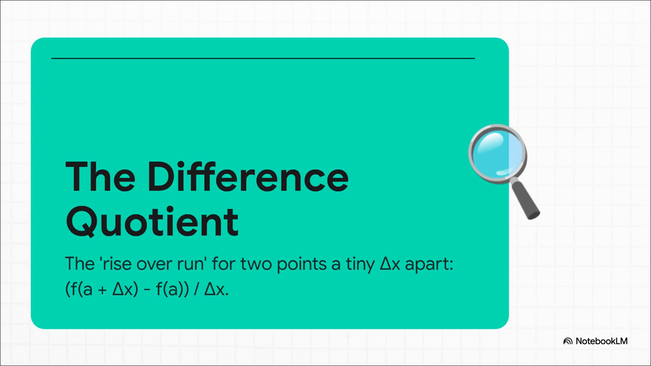Now, I know it looks a little intimidating, but trust me, it's just our old friend rise over run in a new costume. We say it like this: f of a plus delta x minus f of a, all over delta x. This formula right here is our treasure map for finding the slope at that single point, a.